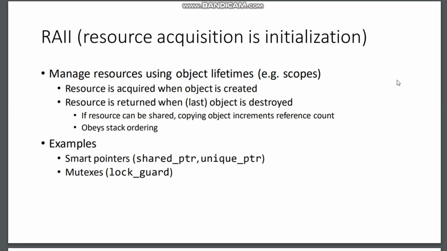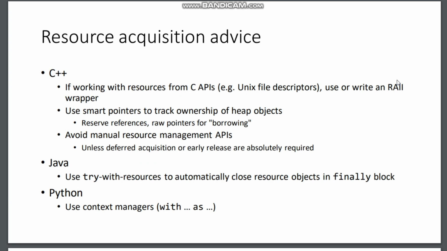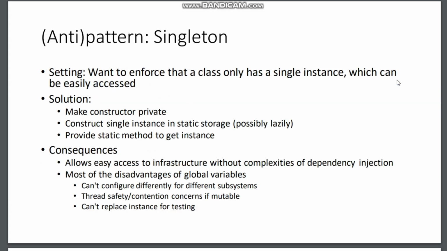This is seen in C++ with tools like unique_ptr and lock_guard, in Java with try-with-resources, and in Python with the with statement. This pattern reduces the chances of resource leaks and makes the code more reliable.